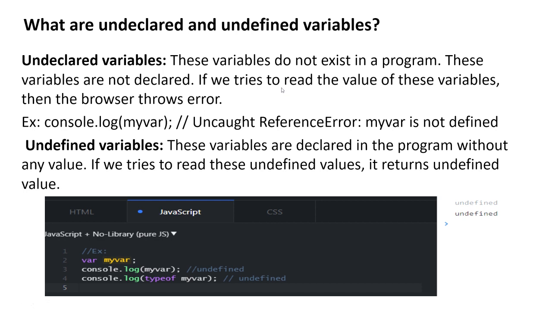What are undeclared and undefined variables? Undeclared variables do not exist in a program. These variables are not declared. If we try to read the value of these variables, then the browser throws an error. Undefined variables are declared in the program without any value. If we try to read these undefined values, it returns the undefined value.